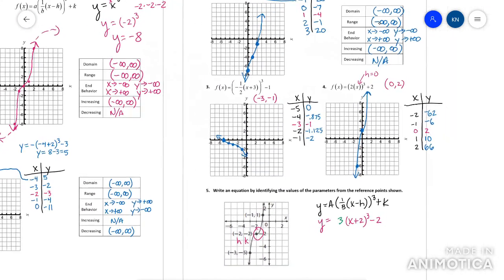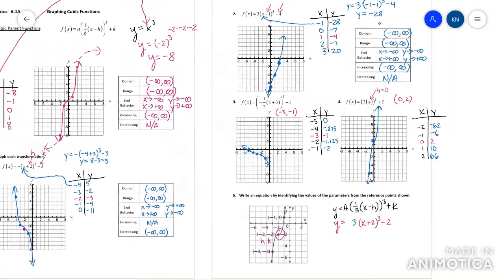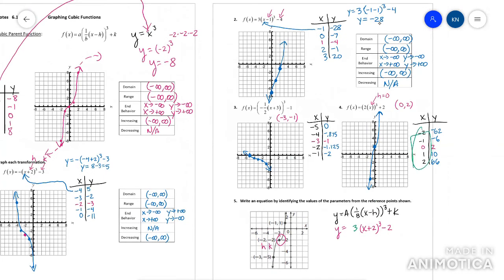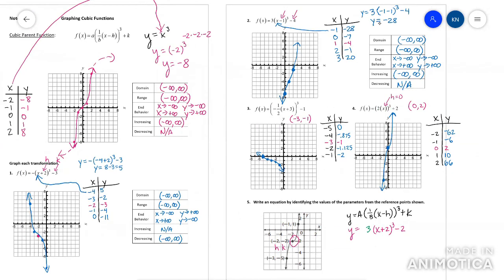Okay, well, that's how I graph these. It's mainly plug in an input for the letter x and get an output and make coordinates out of those. It's super important that you're able to do that.